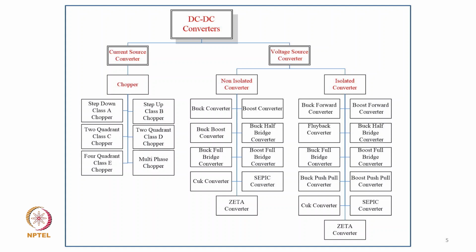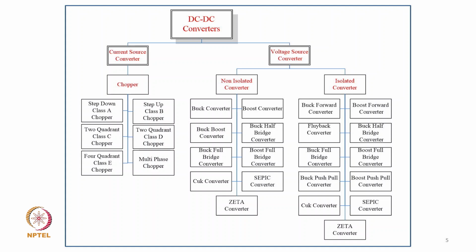The first category, current source converters like choppers, is classified into six categories: class A step down, class B step up, then two quadrant choppers of class C and class D, then four quadrant chopper and multi-phase chopper. So we classify the chopper into six categories.